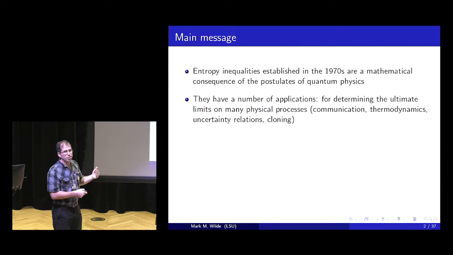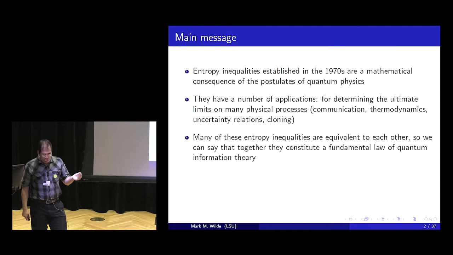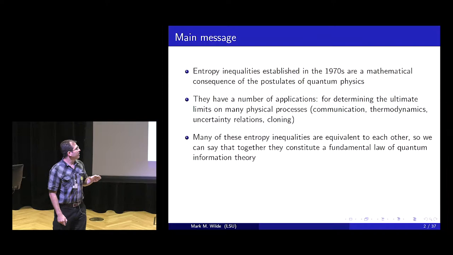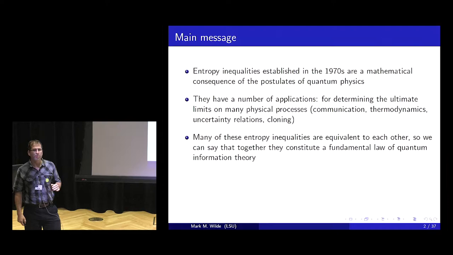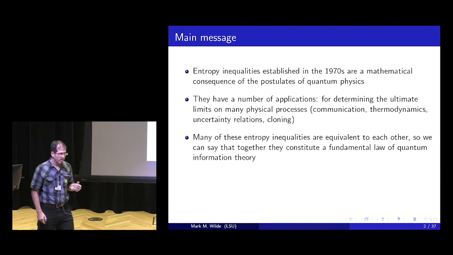The main one that I'm going to talk about is the data processing inequality for quantum relative entropy. There's another one called strong subadditivity, which is related to that. And that's actually just the non-negativity of quantum conditional mutual information. That's something that's perhaps trivial in classical information theory, but it's highly non-trivial in the quantum case.